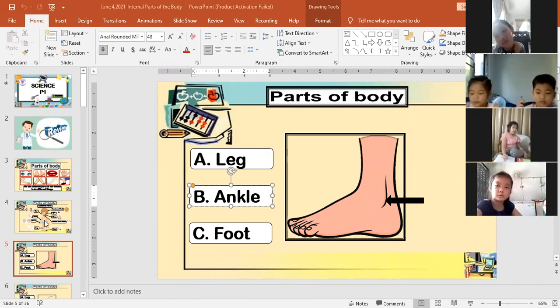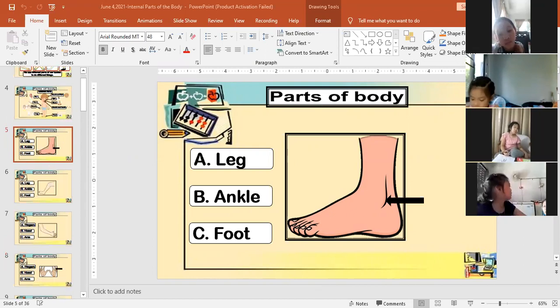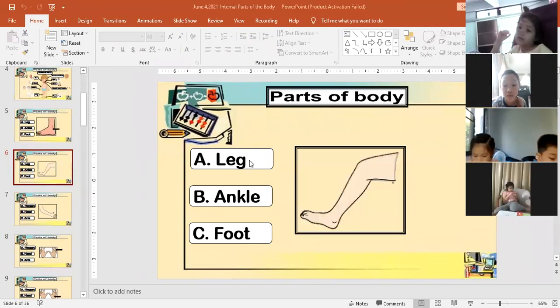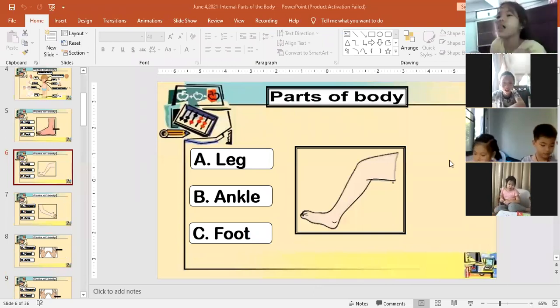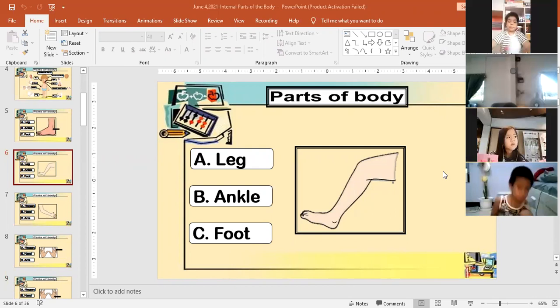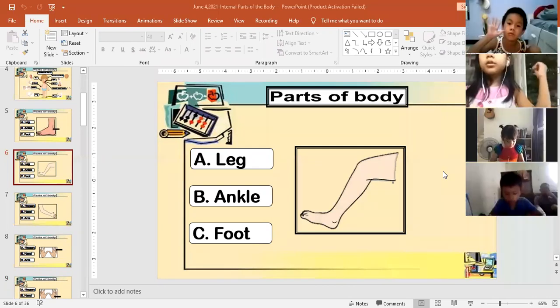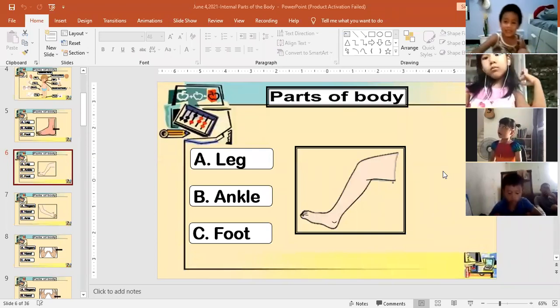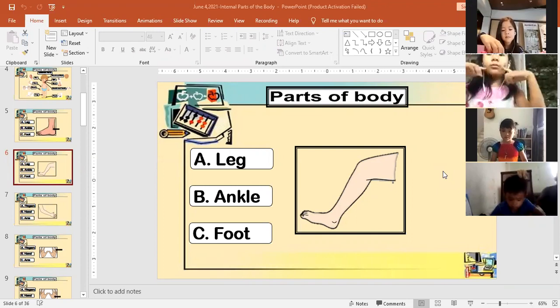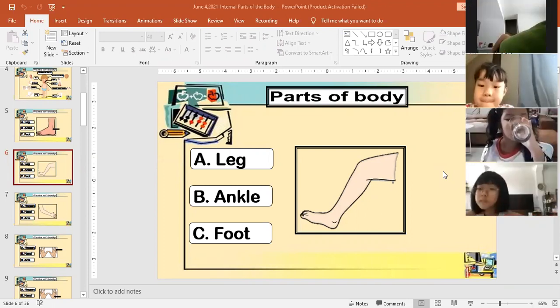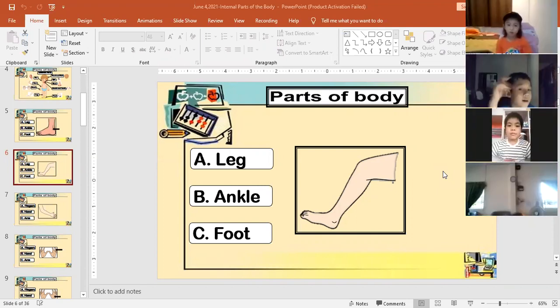Letter B. How about this one? What part of the body is this? Is it letter A, leg? Letter B, ankle? Or letter C, foot? Who wants to answer this one? Just raise your hand. Okay, I will call Chonlapat. Chonlapat. Where is Chonlapat? Okay, very good. Letter A. What is letter A again? Letter A is leg.